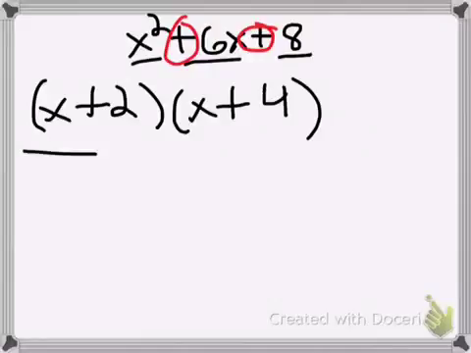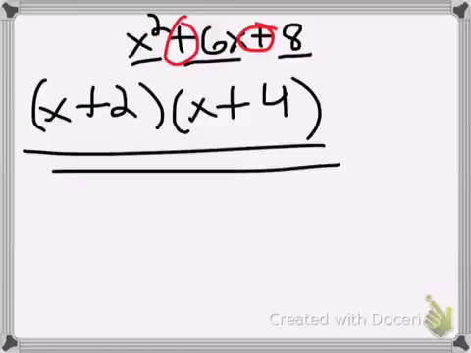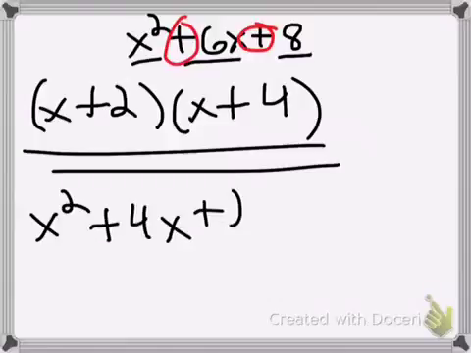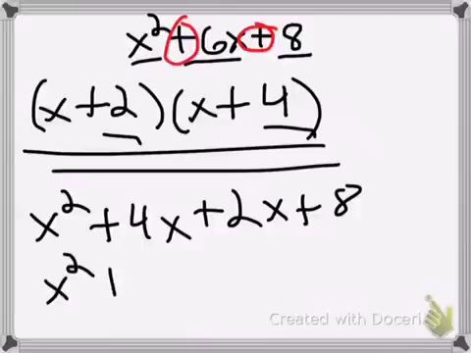And this is our final answer, because if we check it, we have x squared plus 4x plus 2x plus 8. And if we simplify this answer, it is x squared plus 6x plus 8.